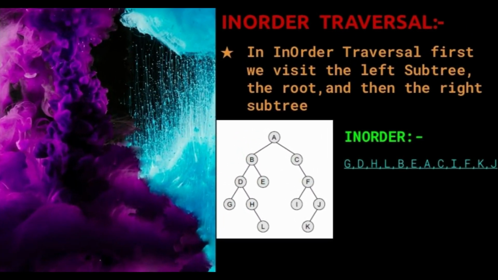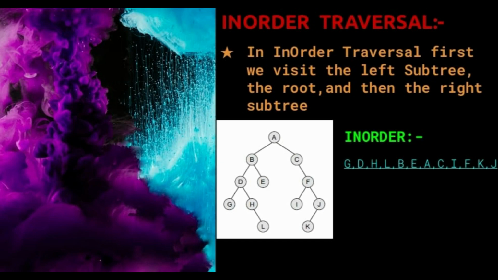Now we can see what the in-order traversal for this binary tree will be. In in-order traversal, first we visit the left subtree, then the root and then the right subtree. First finish visiting the left subtree. First is A, there is a left, which is B, and there is D. For D there is a left, which is G, and for G there is nothing in the left, so we can read G.